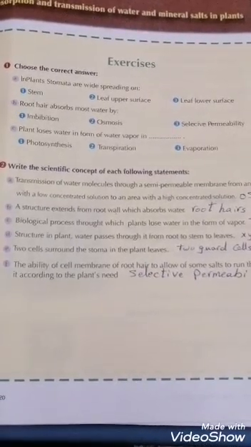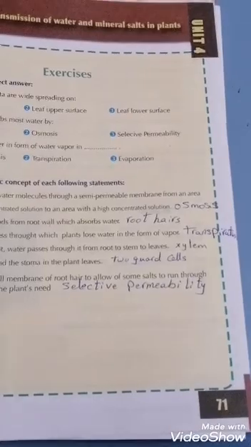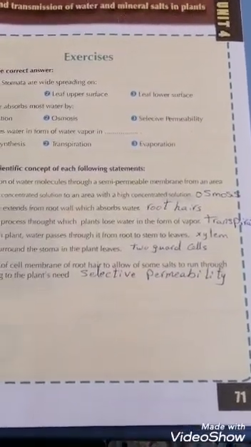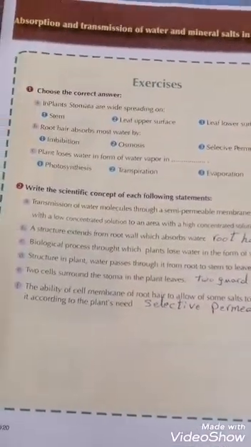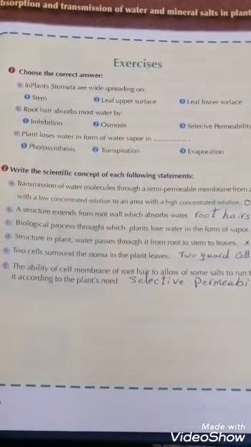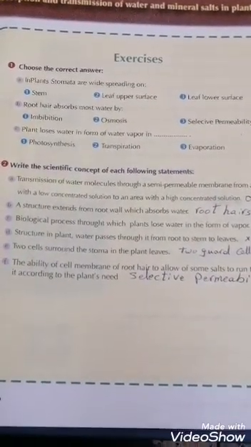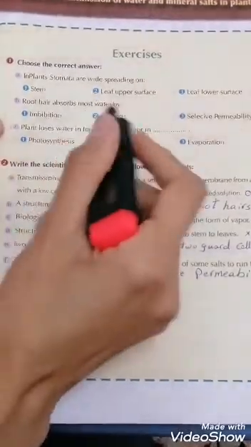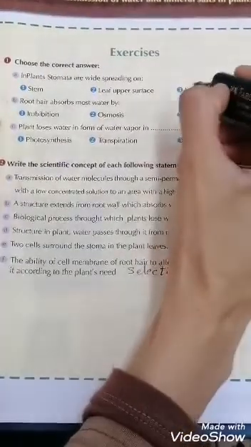Let's open page 71 in the book. Question 1, choose. In plants, stomata are widespread on what? The number of stomata increases on which surface? On the upper or lower? On the lower surface.